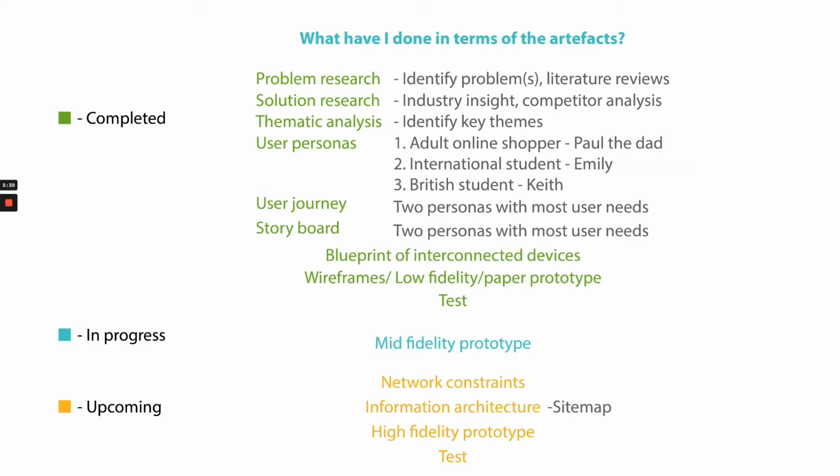So in terms of what I have done so far regarding the artifacts, I've done my problem and solution research, and I've done, as I said, thematic analysis and user personas and user journeys and storyboarding, and I've created a blueprint of interconnected devices, and I've also done my wireframing, my low fidelity and paper prototyping, and I've tested that. And right now I'm on my mid fidelity prototype, and what's still to come is doing my network constraints and making a sitemap for this app, and then doing my high fidelity prototype and actually testing that.